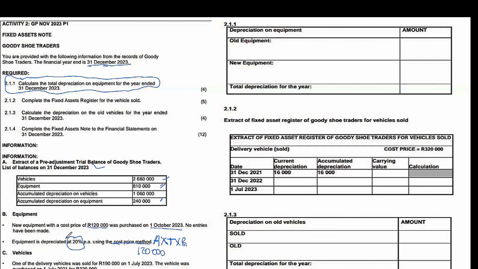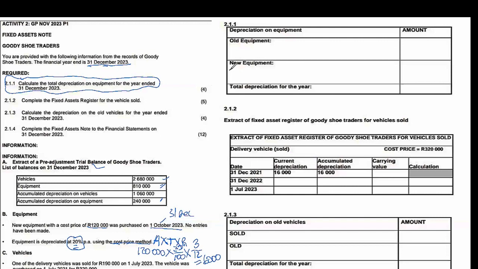The rate of the depreciation was 20%. So we say 120,000 multiplied by 20%, and then you multiply by time. Now you calculate the months. It's from 1st October up until the 31st of December, which is how many months? It's basically 3 months. So the value of your depreciation is going to be 6,000.